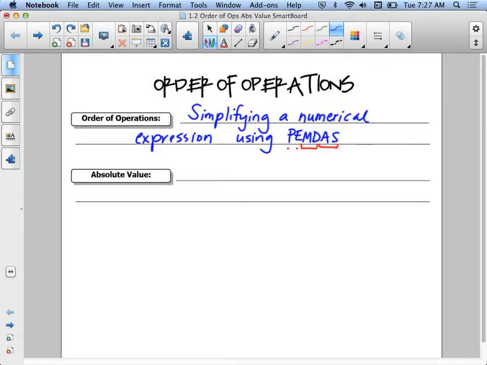Another thing I'd like to talk about is absolute value, because we'll be simplifying some expressions that involve absolute value. Absolute value is a number's distance from zero. And it is always positive.